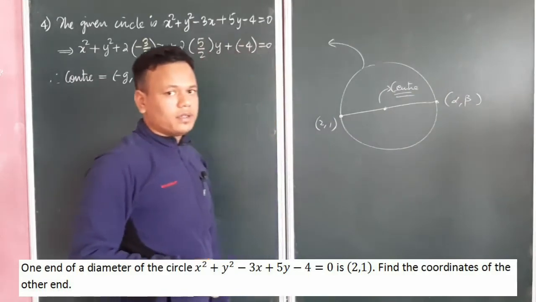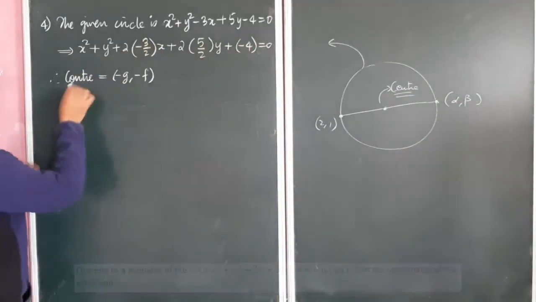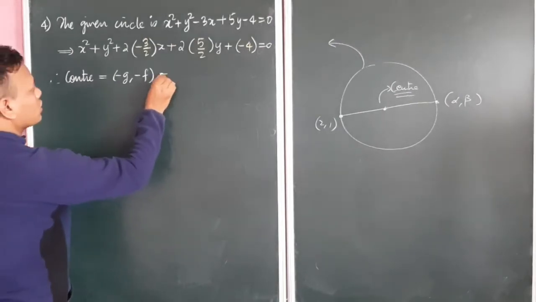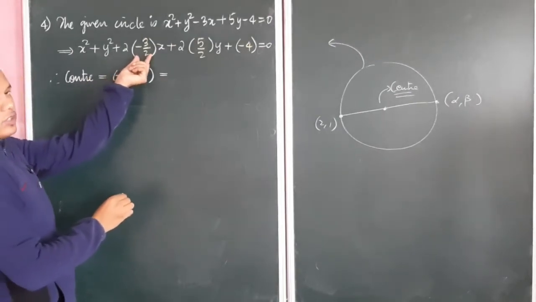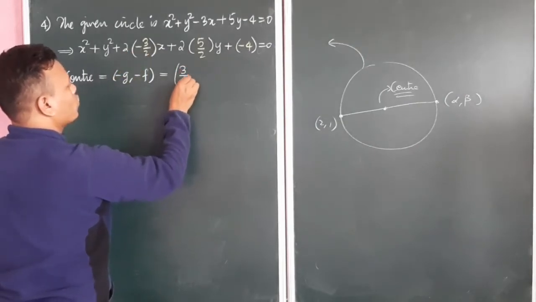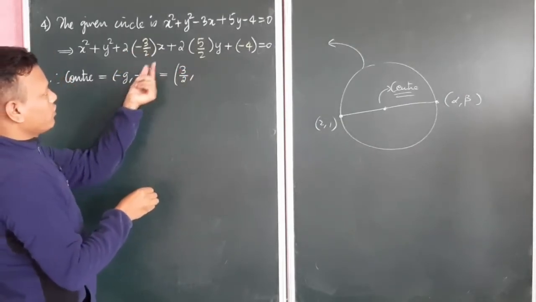So from the general equation we will be able to find the center, and making use of the midpoint formula we will arrive at alpha and beta. We know that center is given by minus g comma minus f, and what is g here? You see that g is minus 3 by 2. So minus of minus 3 by 2 becomes 3 by 2 comma, what is f? F is 5 by 2.